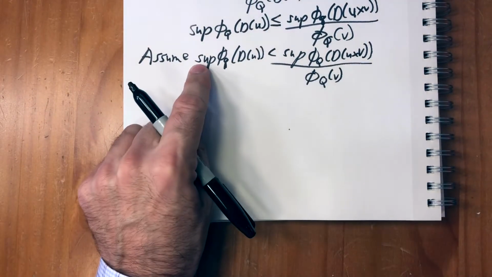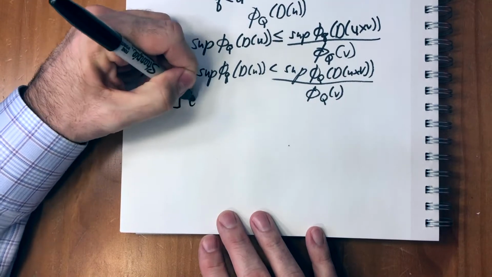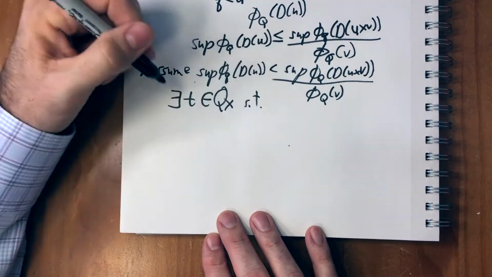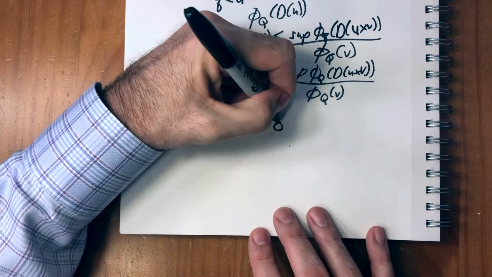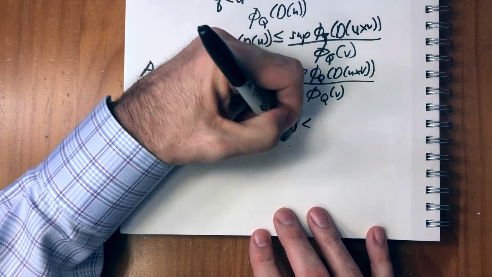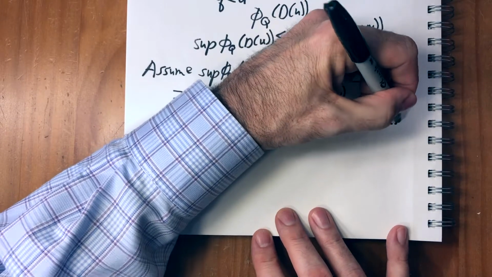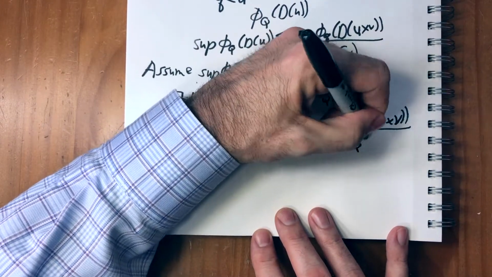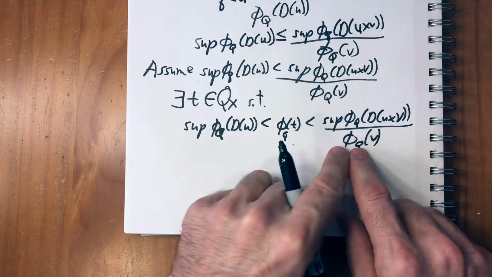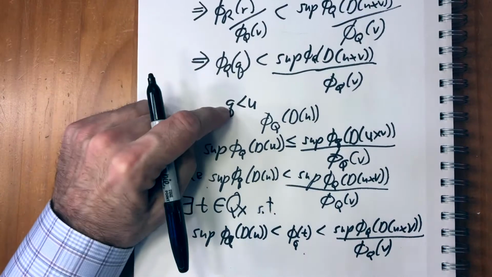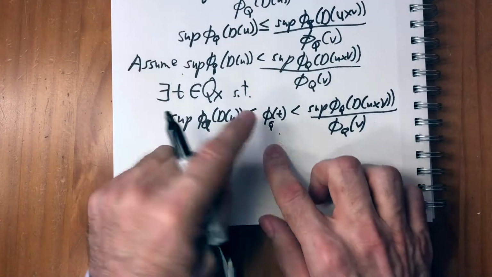Then what do we do when we have an inequality? We insert a rational number between them because they're dense. So then there exists a t, an element of Q_x, such that sup of phi_q(du) is less than phi_q(t), which is less than sup of phi_q(du times v) divided by phi_q(v). So if phi_q(t) is less than this, and this is all phi_q(q) where q is less than u, all rationals less than u, then t has to be one of those rationals.